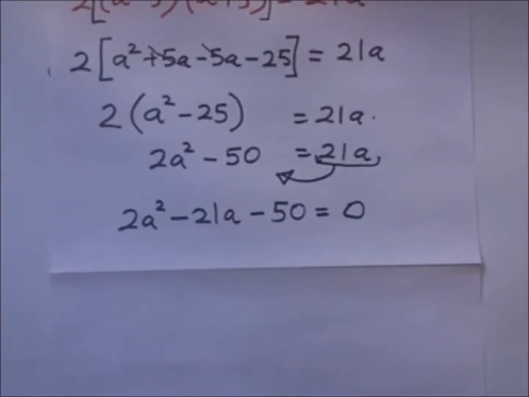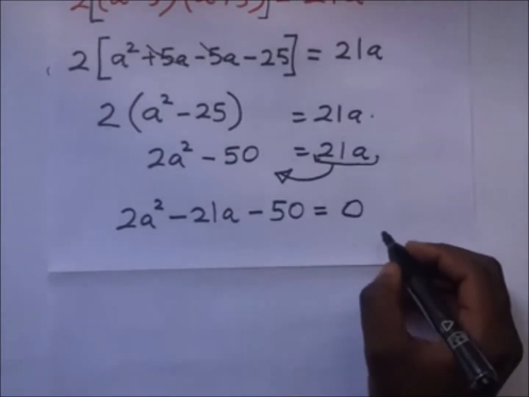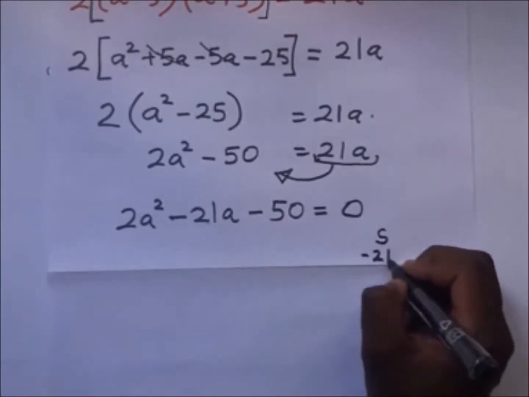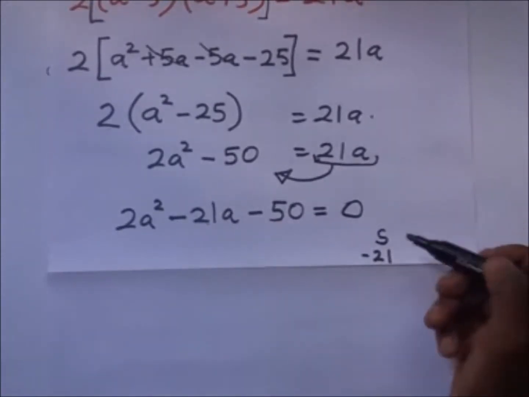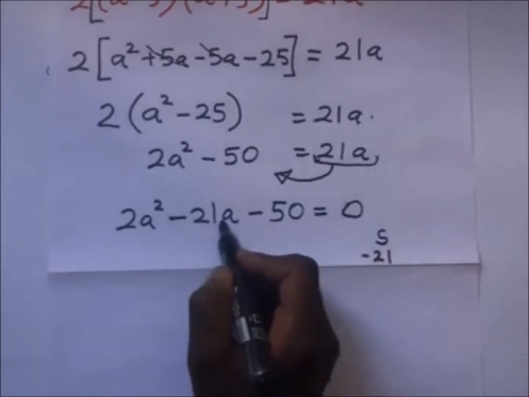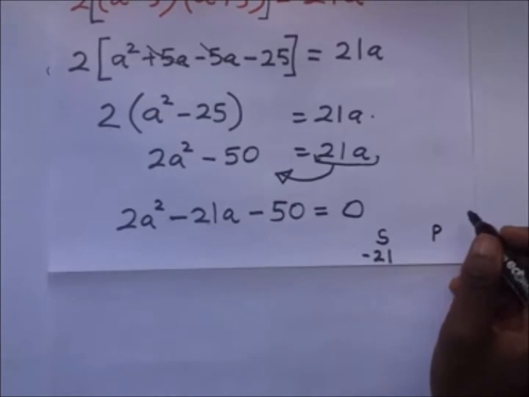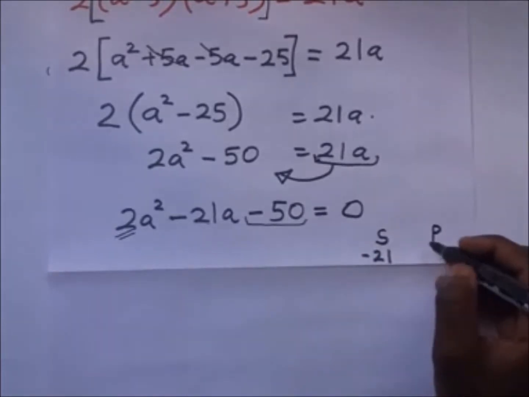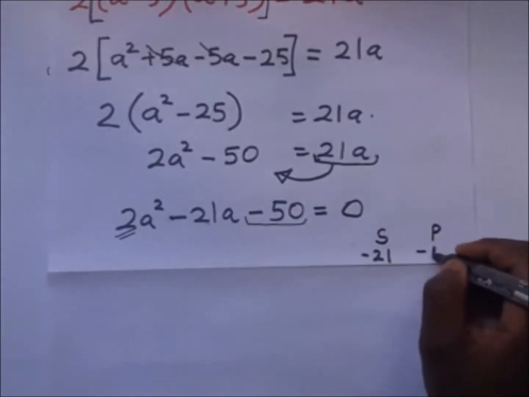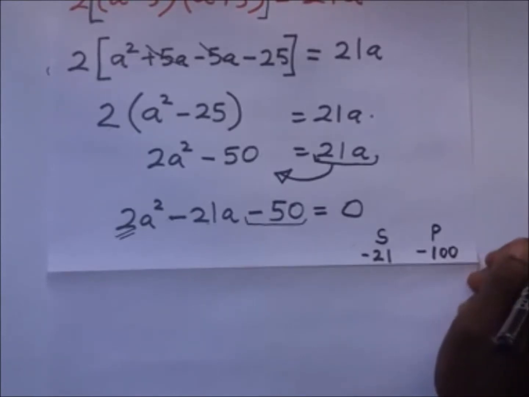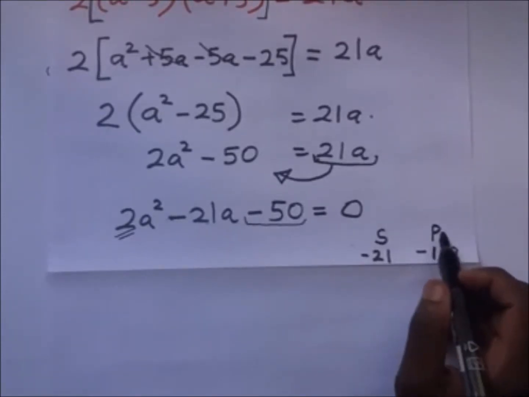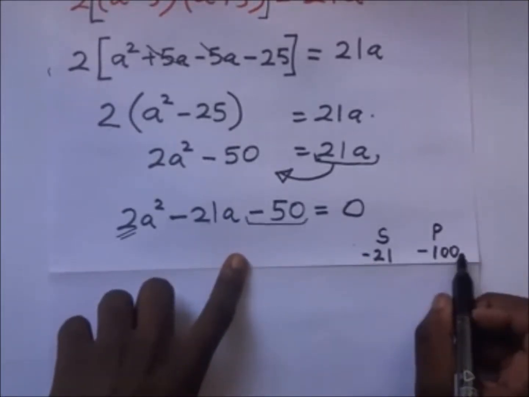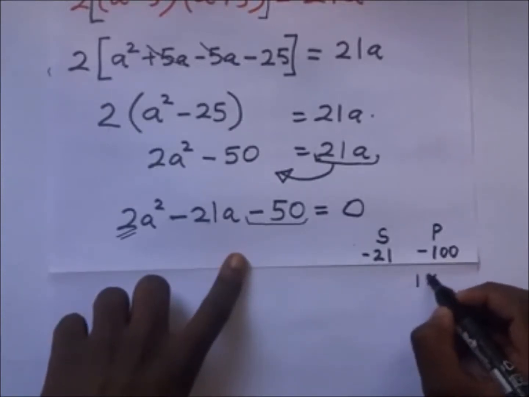So in factorizing this, we're supposed to find 2 numbers. Those 2 numbers are supposed to be giving us a sum of negative 21, that is when we add them. Then when we multiply them, they're supposed to be giving us a product of 2 times negative 50. And when we say 2 times negative 50, the answer we get is negative 100. So we are going to get those 2 numbers from the factors of 100. So the factors of 100 here, we have 1 times 100.